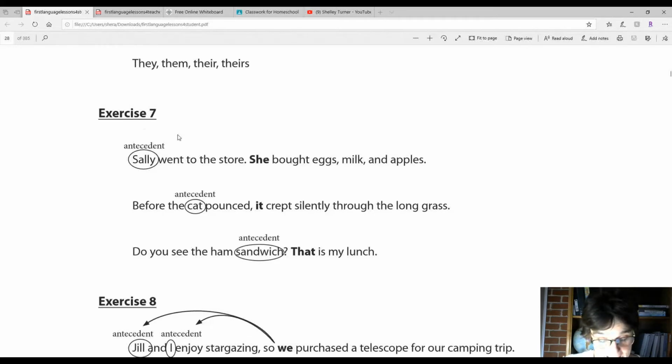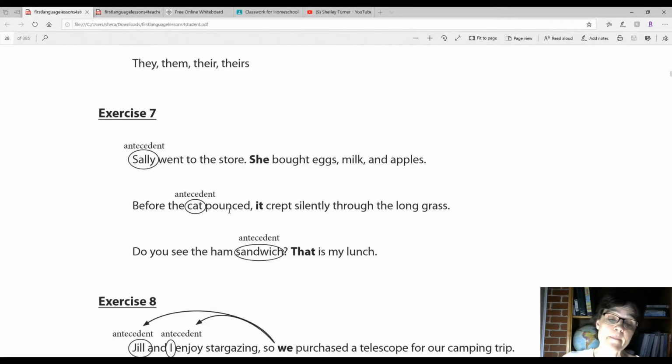So let's take a look at exercise 7. Sally went to the store. She bought eggs, milk, and apples. Okay, the dark word here is the pronoun. It took the place of Sally. You could have said Sally here. Sally went to the store. Sally bought eggs, milk, and apples. But that's repetitive. Nobody wants to hear that. So you use this to take the place of Sally, which means Sally then is the antecedent.